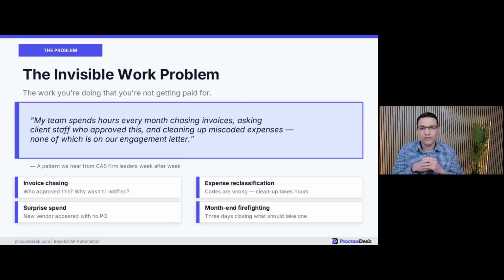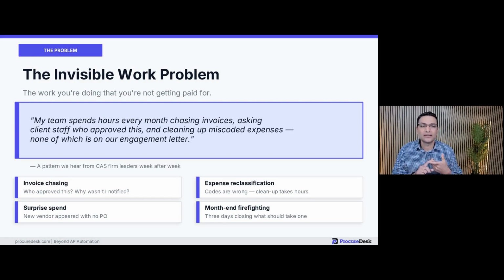So first of all, when we think about this problem overall, we call it the invisible work problem. Whenever we talk to clients we are already working with, the CAS firms, a typical theme is: my team is spending hours every month chasing invoices, or asking the client for approving the invoices at the month end, or we're spending a lot of time reclassifying invoices at the end of the month, right? Because the GLs are wrong, or the spend buckets don't make sense, it's assigned to a wrong class, or whatever the case might be. And all in all, we see it in 3 or 4 buckets where you start seeing these problems.